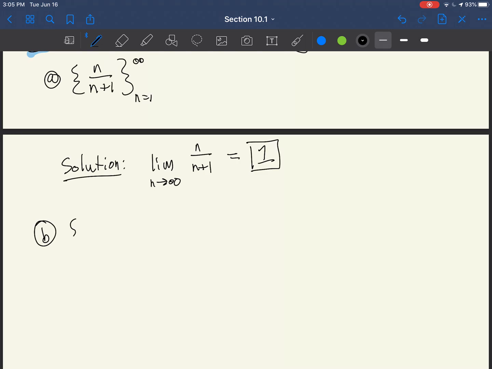Part B, we have the sequence natural log of n divided by n.